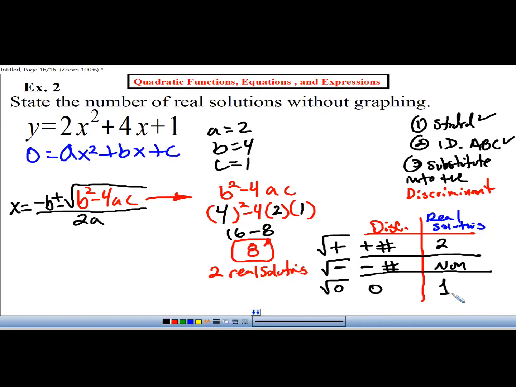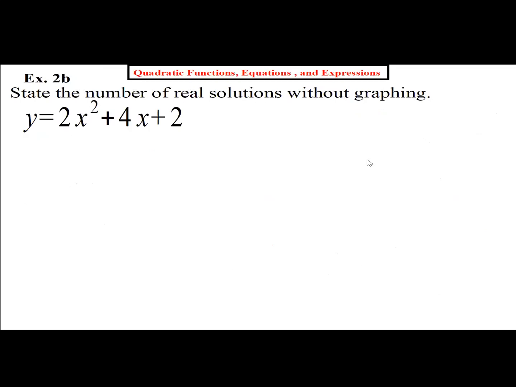Okay. So let's do another one just to make sure we got it. Once again, here's the process, and make sure it's the standard form. Identify A, B, C, and then substitute into the discriminant, simplify, and then see what kind of solution we get. All right, here we go. Let's go to example 2C. It's y equals 2x squared plus 4x plus 3. Example 2C. Let's see what you get.